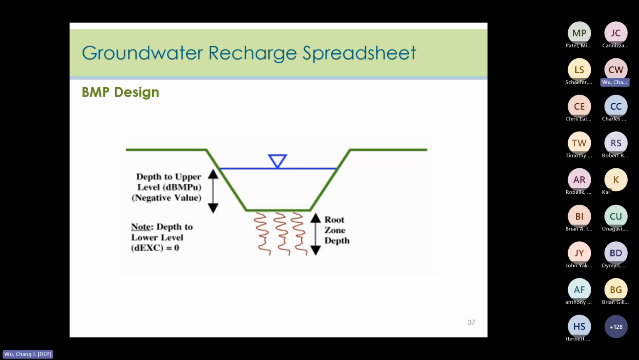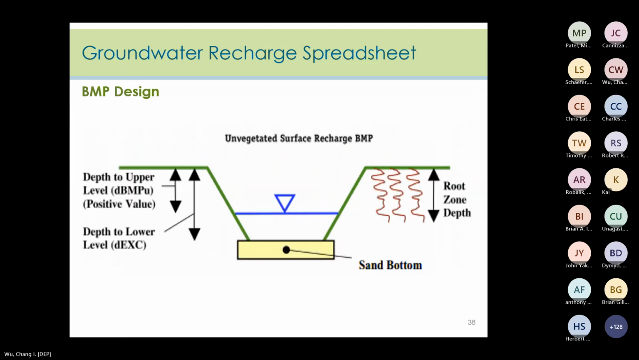The second input is DEXC, the depth of the lower surface of the BMP, the vertical distance from the vegetated ground surface to the bottom of the BMP. In this case, because the vegetated ground is the same as the bottom of the BMP, DEXC is 0. For this one, we show another scenario, where the BMP bottom is not vegetated.